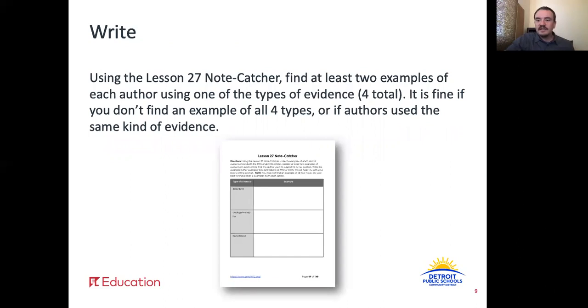We will now complete the Lesson 27 note catcher. Find at least 2 examples of each author using one of the types of evidence. This will be 4 examples total. It is fine if you don't find an example for all 4 types, or if the authors use the same kind of evidence. Pause the video here while you work.